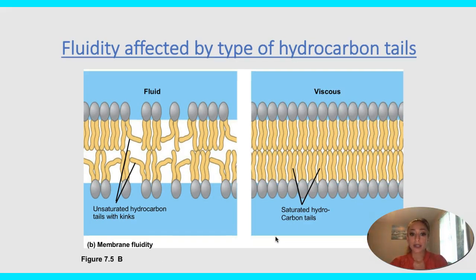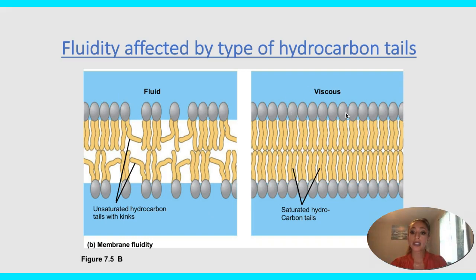What does this affect? The fluid mosaic model is affected by these fatty acid tails on each of these phospholipids. Right here, this is an unsaturated fatty acid tail because it has that kink, and this is a saturated fatty acid tail because it does not have a double bond creating that kink. This allows for fluidity of the plasma membrane, because it's going to allow it to be very fluid and allow things that need to come through to come through.